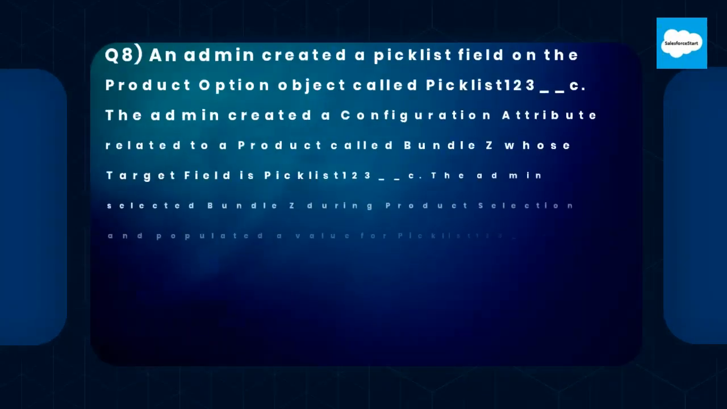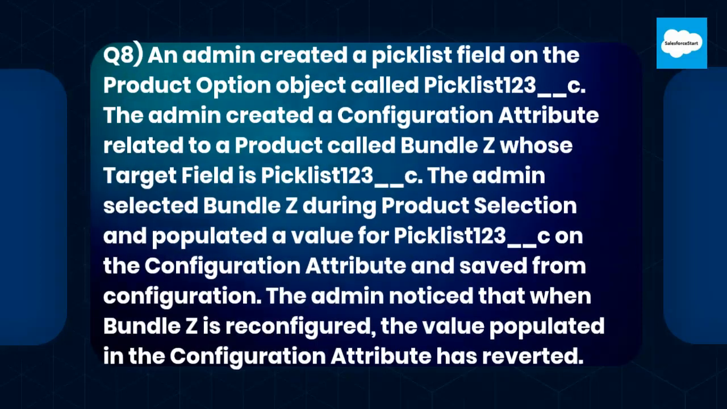Q8. An admin created a picklist field on the product option object called picklist123_C. The admin created a configuration attribute related to a product called BundleZ whose target field is picklist123_C. The admin selected BundleZ during product selection and populated a value for picklist123_C on the configuration attribute and saved from configuration. The admin noticed that when BundleZ is reconfigured, the value populated in the configuration attribute has reverted.